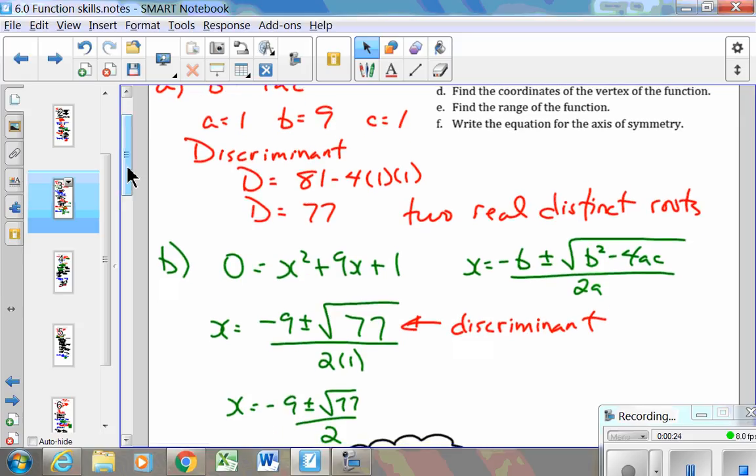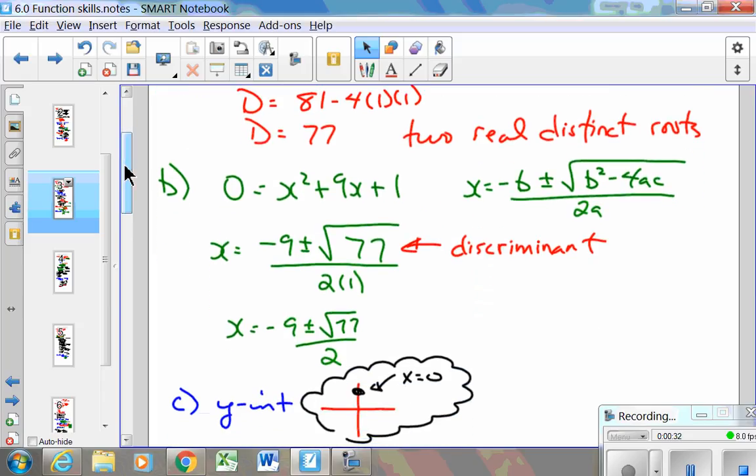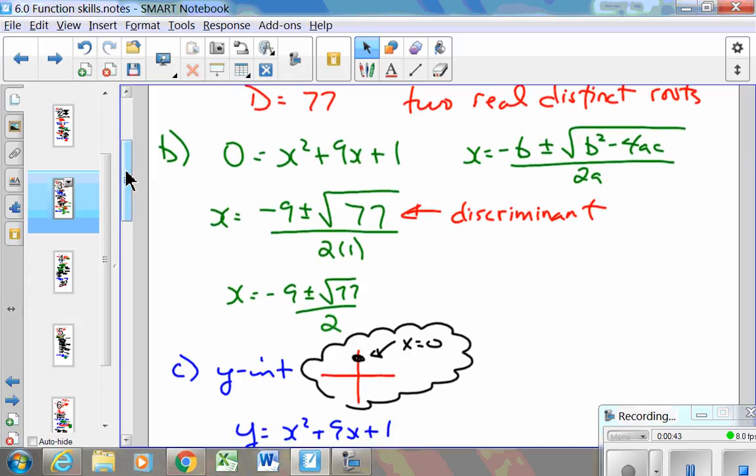The discriminant, quite often we just use the letter D for it, or uppercase D. B squared minus 4AC is 77. That tells me I have 2 real distinct roots. It also tells me that I'm not going to be able to factor this because I'm going to have the square root of 77 later on. And that's why I went straight to the quadratic formula to find my zeros.